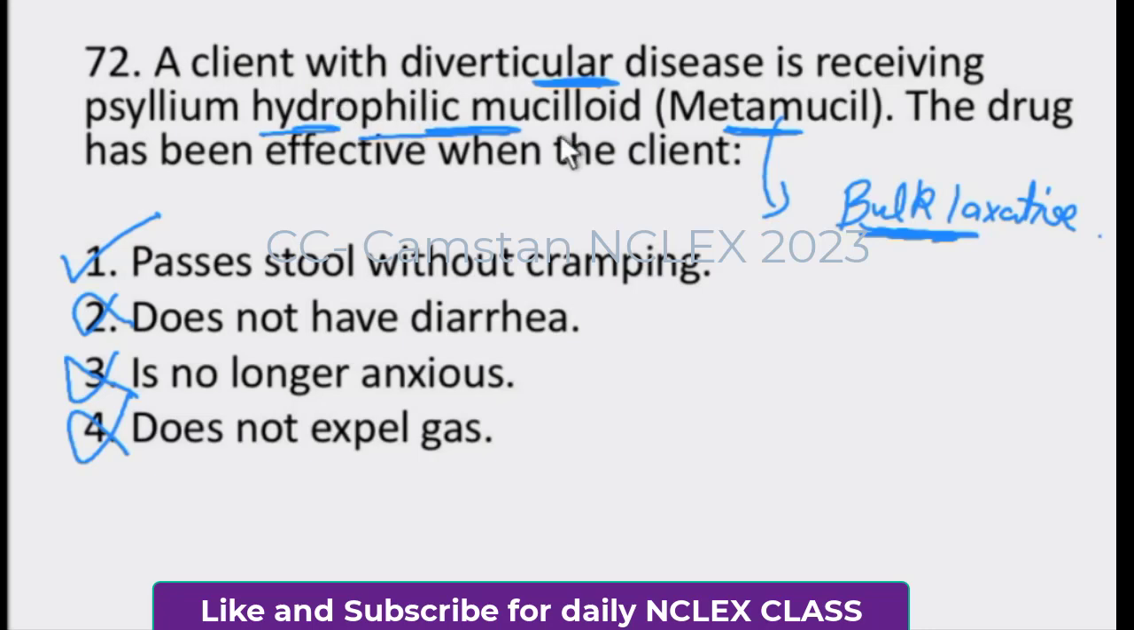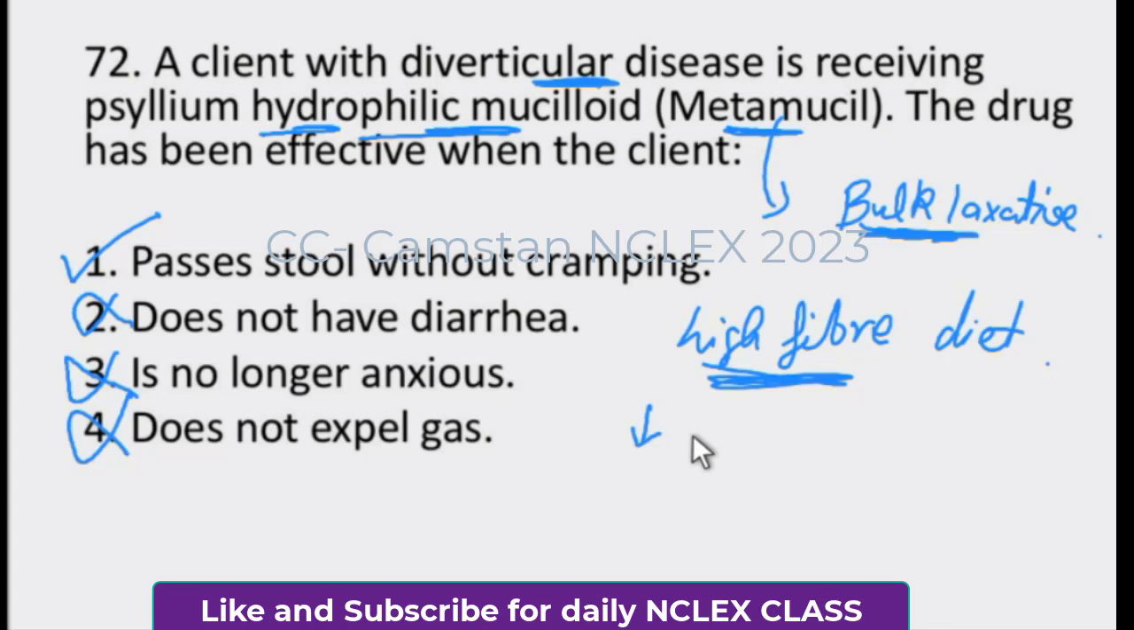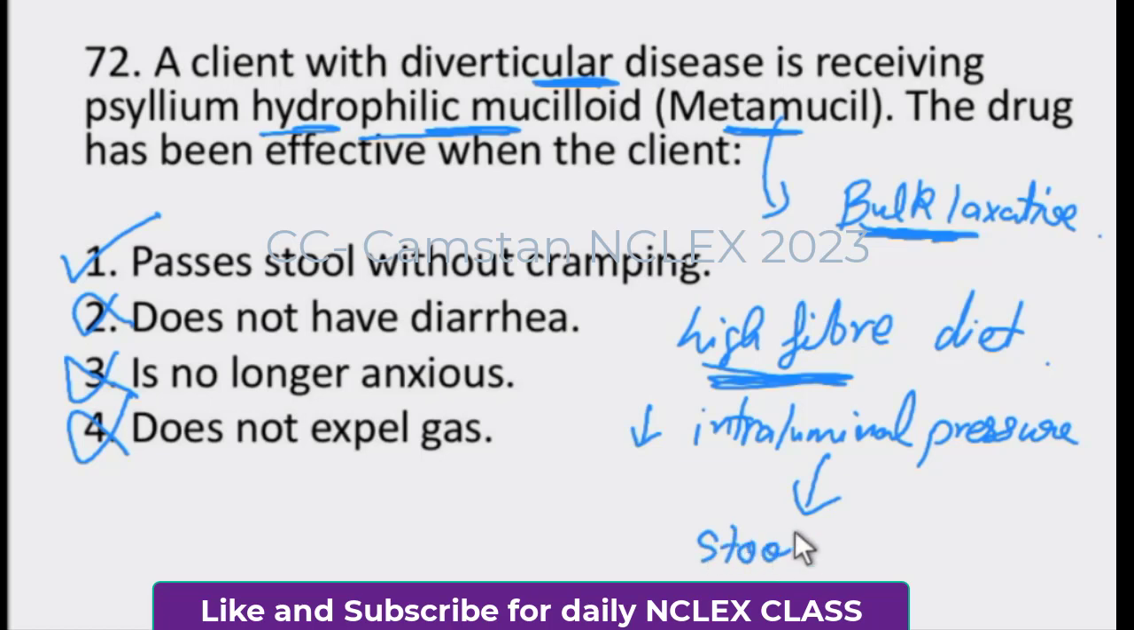Now, instead of this medical management, what other conservative management we can do is we can advise a patient to have a high fiber diet. You already know this, right? In high fiber diet, he can take bran, broccoli, or navy beans, right? What does this high fiber diet do? It basically decreases the intraluminal pressure, right? So intraluminal pressure is decreased, and which makes it easier for the stool to pass through the colon, helps in stool passing, right? So the correct option is the first one, that is passes stool without cramping or without straining, right?